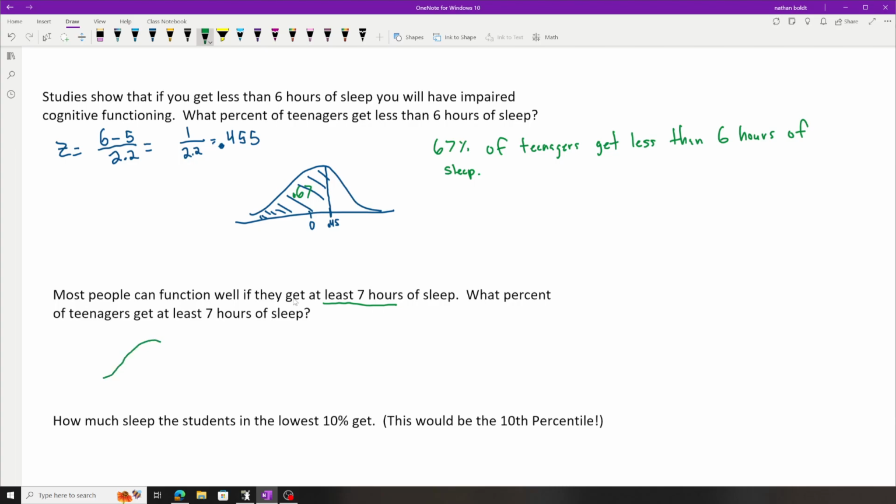So again, we got our normal model here. I always like to draw a picture. It helps ground me in what we're doing. All right, so 5 is right here in the middle. At least 7 means 7 or more. All right, so that's the area I want. And so I need to find the z-score for 7. So 7 minus 5 divided by 2.2.